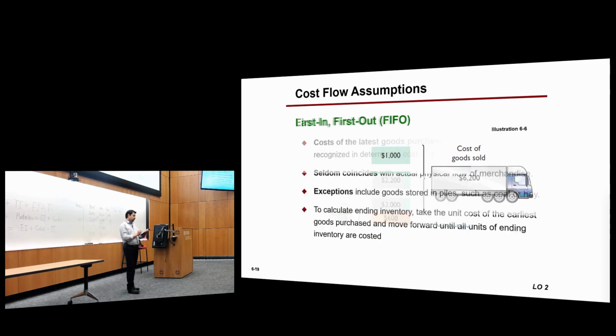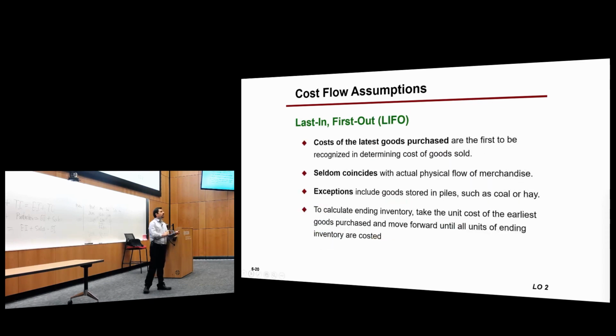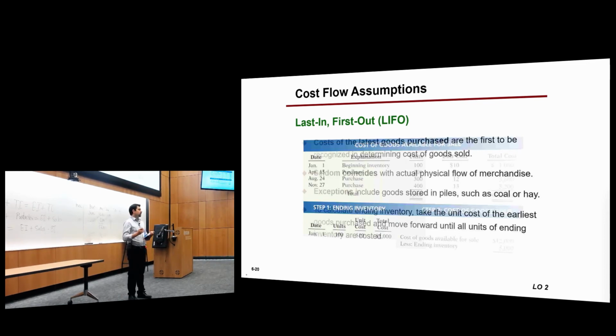So sometimes they call it last in stays here. So first in, first out, okay? It's the same as last in stays here. The ending inventory, you start backwards. Start from the end backwards. This is what will remain. LIFO is the other way around. This is where you actually start selling the newest item, the newest purchases.